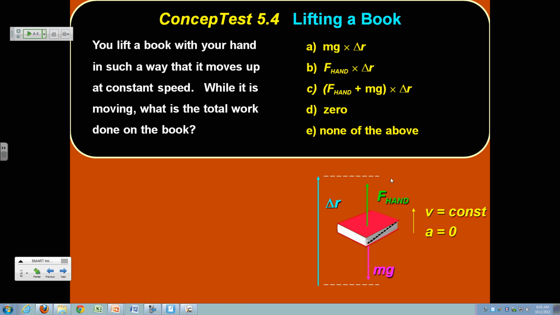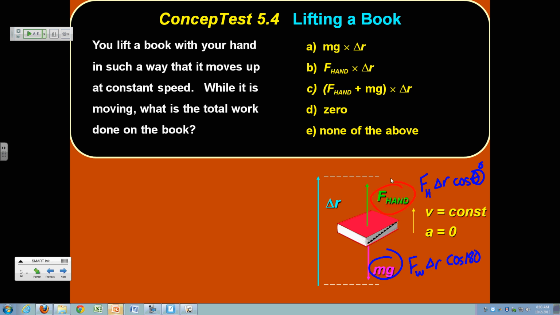I have a certain amount of work that's being done by this force, and that work is equal to the force of the hand times delta R. And then I have a certain amount of work done by this force, where this is cosine of 0, which is equal to 1. And down here I have the force of weight times delta R times the cosine of 180. All right, so I have two equal but opposite forces. So one is positive and one is negative, so they go away.